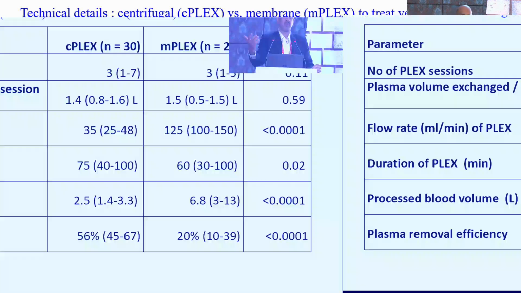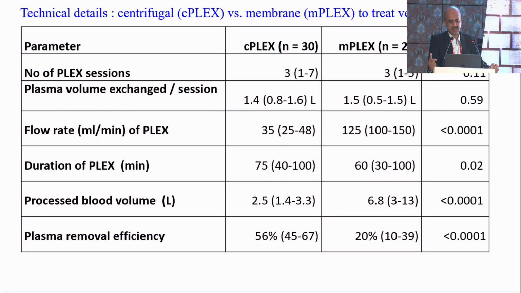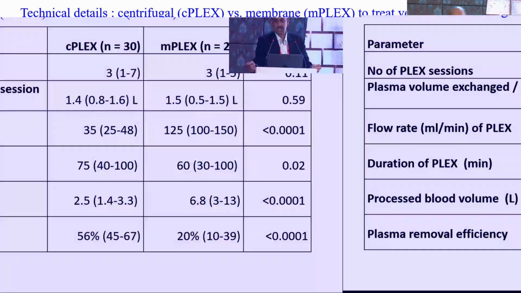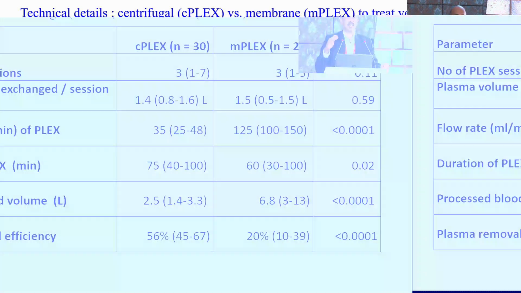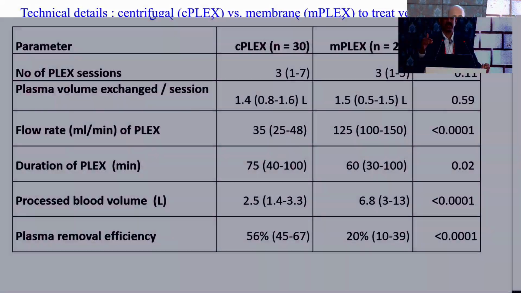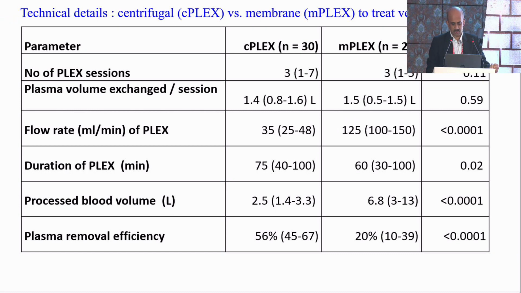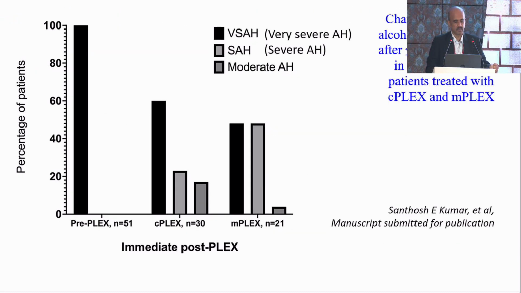So what are the differences between centrifugal and membrane plasma exchange? We do not fully understand it, but we think the importance is with the flow rate. The flow rate in the centrifugal type is a very slow flow rate, and that does not disturb the patient's hemodynamics so much. And we think that is a crucial difference in this group.